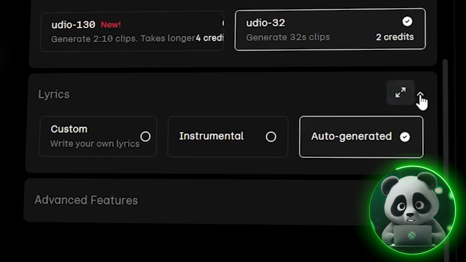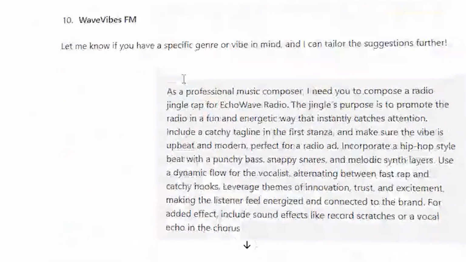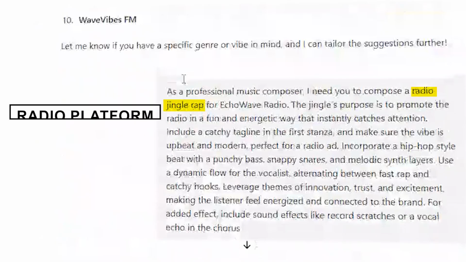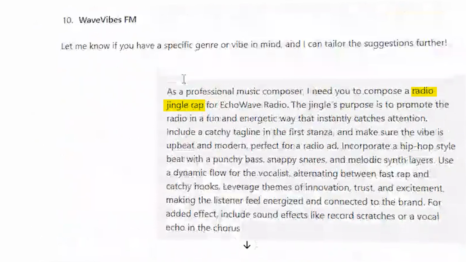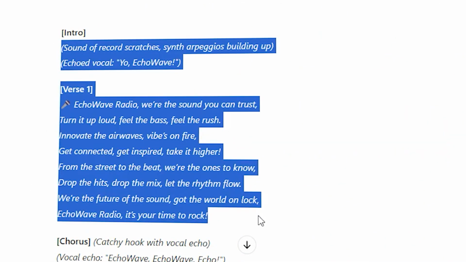Now, I can't wait to try the custom lyrics option here. Let's go to ChatGPT and ask for lyrics for a radio jingle. We can also name our radio platform. I am naming it Echo Wave Radio. I think trying a rap would be interesting, so let's prompt that. And here you can see, we have got these rap lyrics.